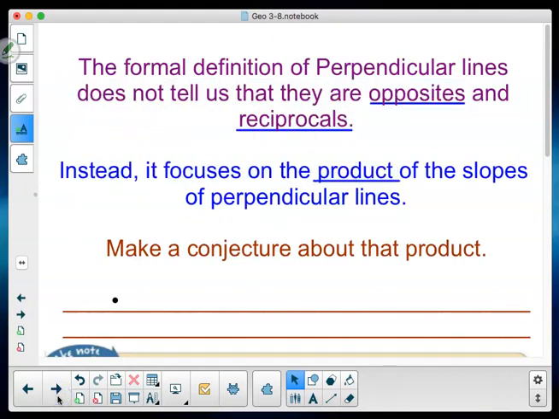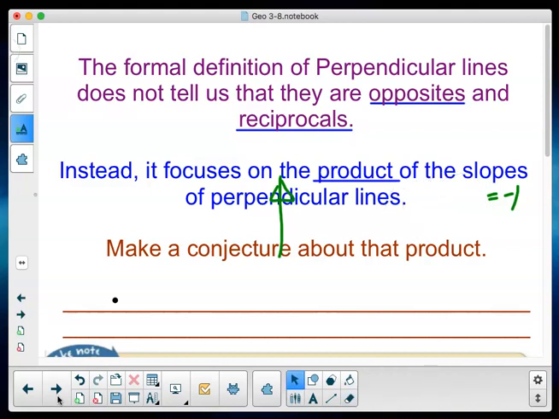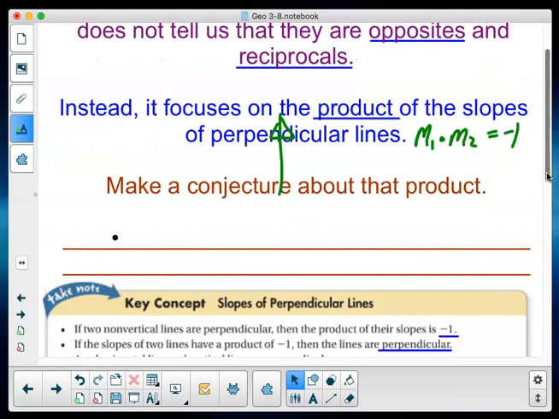So when I'm looking this over, you have to keep in mind, we are checking out the formal definition of perpendicular lines. It does not tell us that they are opposites and reciprocals. Instead, it focuses on the product of the slopes of the perpendicular lines. The product of slope 1 times slope 2 is -1. Perhaps that would be a better M if I took more time. So slope 1 times slope 2 is equal to -1. We're going to make a conjecture about that product.